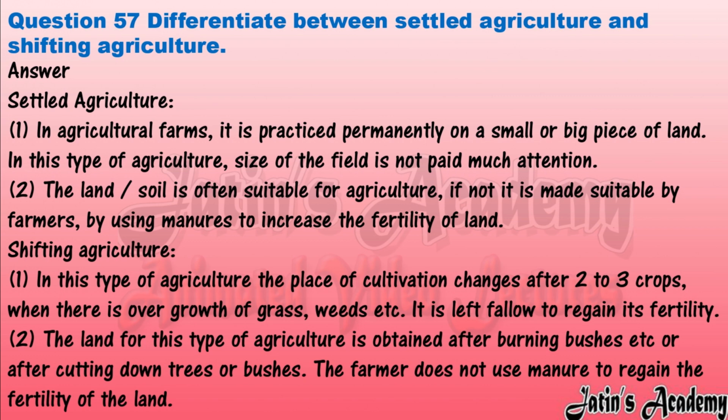Shifting agriculture. 1. In this type of agriculture, the place of cultivation changes after 2 to 3 crops, when there is overgrowth of grass, weeds, etc. It is left fallow to regain its fertility. 2. The land for this type of agriculture is obtained after burning bushes, etc., or after cutting down trees or bushes. The farmer does not use manure to regain the fertility of the land.